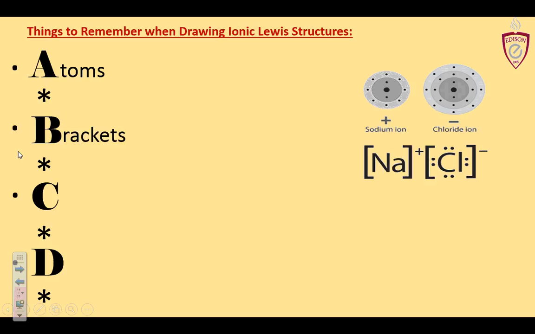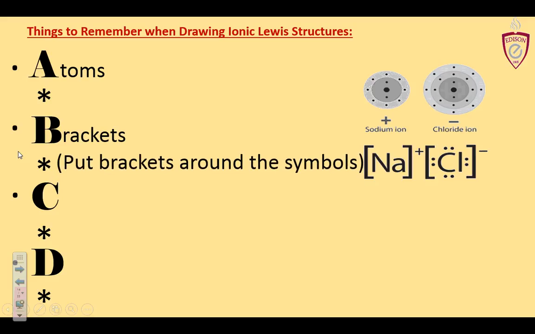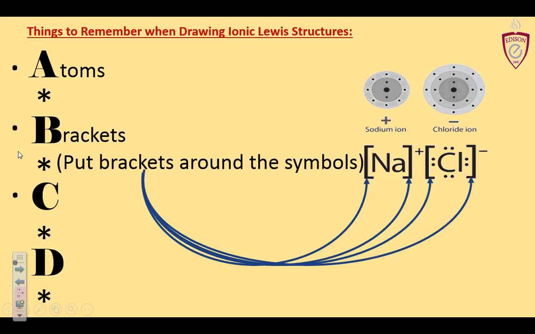B for brackets. Brackets show that we have this kernel of an atom, but something's happened to it. So put brackets around the symbols before and after. So you have your symbol Na, bracket on both sides, Cl, bracket on both sides. We mean brackets, not parentheses. Parentheses are for some different notation. These are brackets.